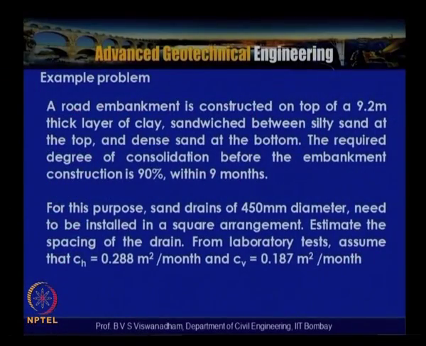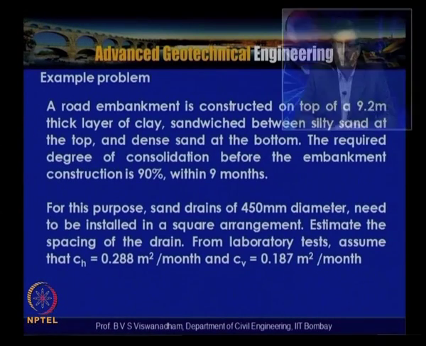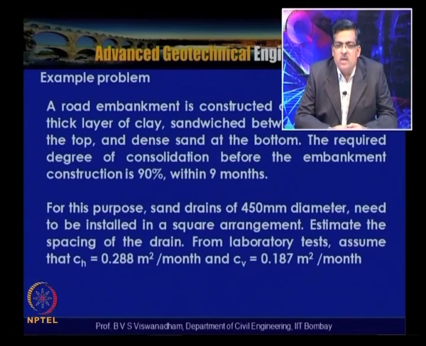Now, along similar lines, this problem can be solved at your end. A road embankment is constructed on top of a 9.2 meter thick layer of clay, sandwiched between silty sand at the top and dense sand at the bottom. That means it has double drainage, and the required degree of consolidation before the embankment construction is 90% within 9 months, with double drainage and with sand drains. That means that UVR, vertical consolidation as well as radial consolidation, has to happen within 9 months. For this purpose, sand drains of 450 mm diameter need to be installed in a square arrangement.